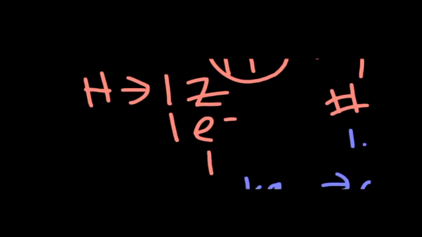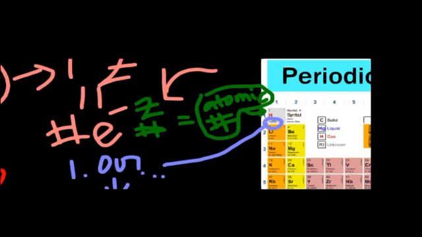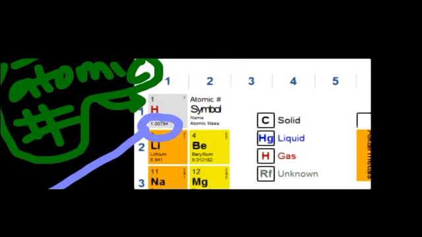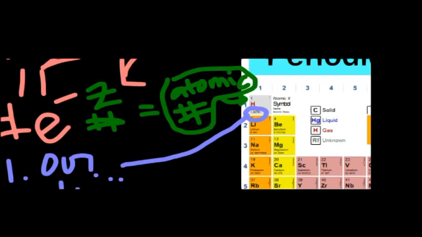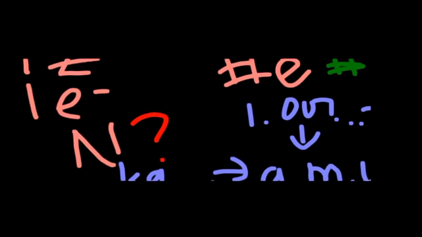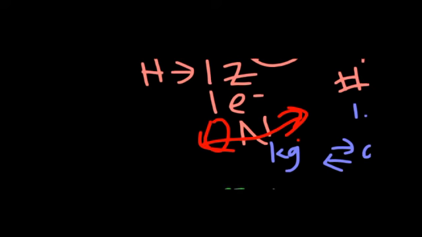What about a neutron? For hydrogen, as you can see, it's 1.00794 atomic mass units, and since the mass of a neutron is approximately similar to the mass of a proton, that can only mean that there are no neutrons in a hydrogen atom.